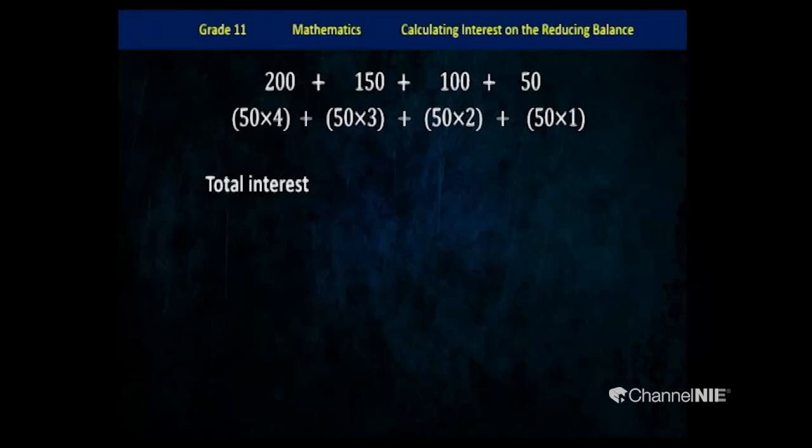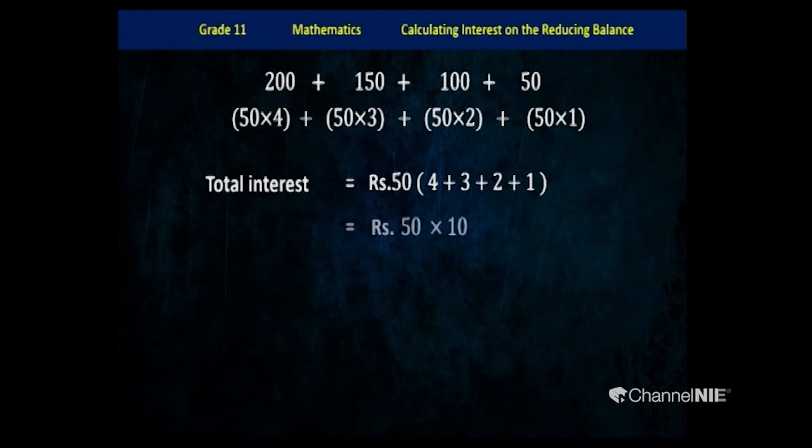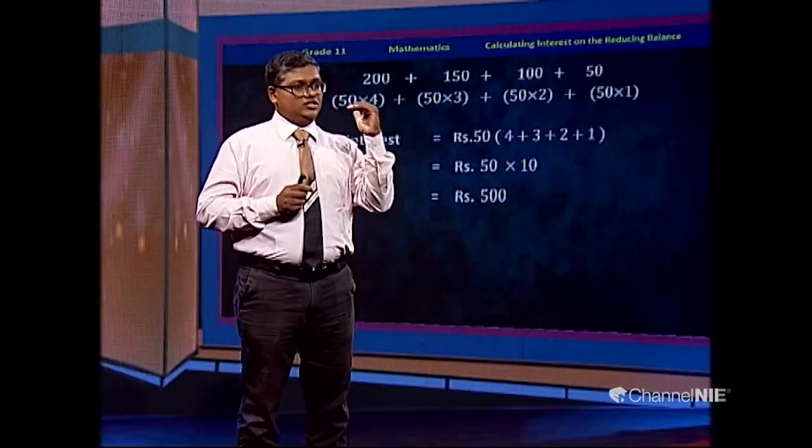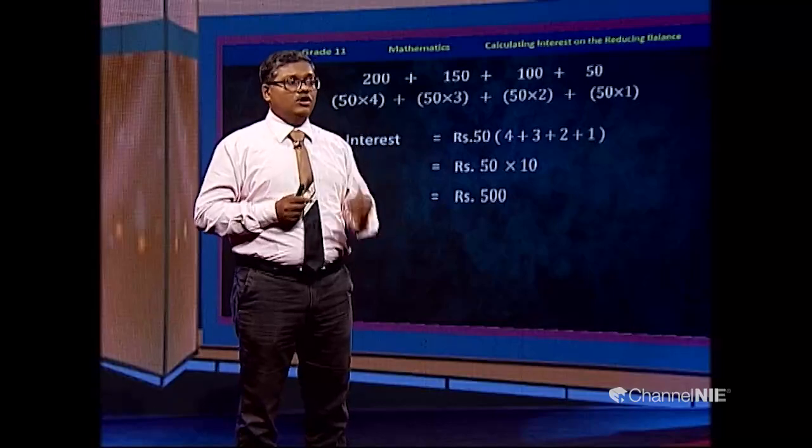Okay, now let's see how to get the total interest in a short method. Now you have seen 50 into 4, 50 into 3, 50 into 2 and 50 into 1. 50 is the common factor. When you take it out, inside the bracket you can take 4 plus 3 plus 2 plus 1. What is the addition of 4, 3, 2, 1? Answer is 10. Therefore, 50 into 10, you get the total interest 500. You can remember we got the same answer 500 using our early method. Early method means calculating interest month by month: first month, second month, third month, fourth month.